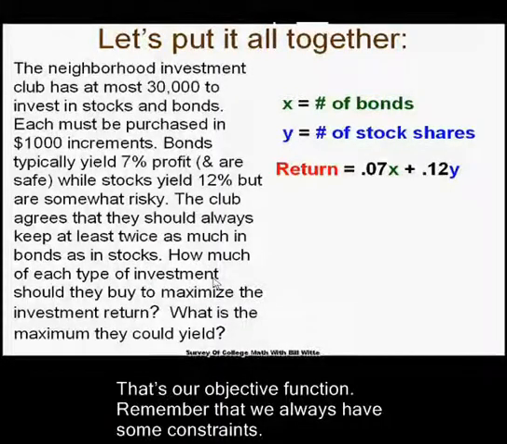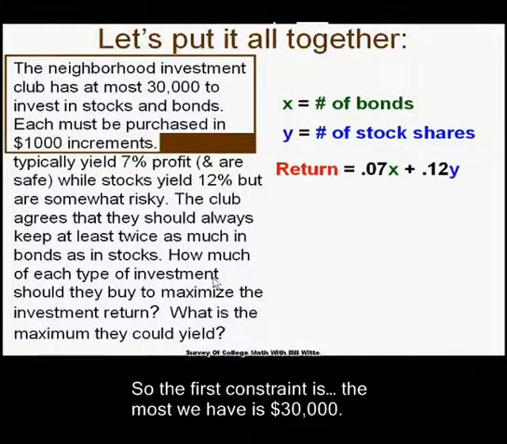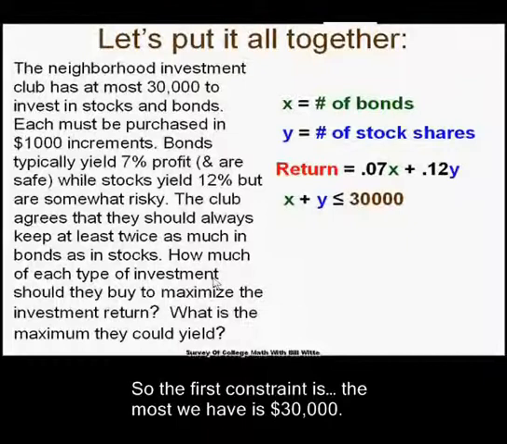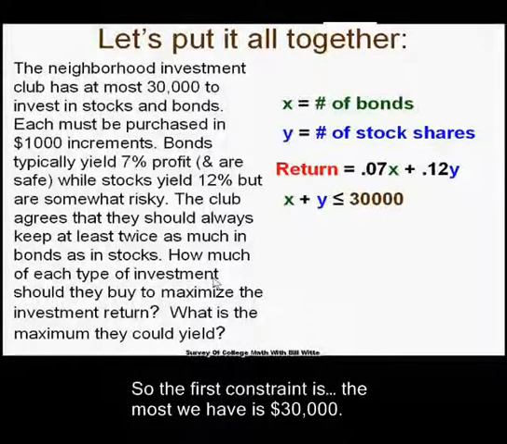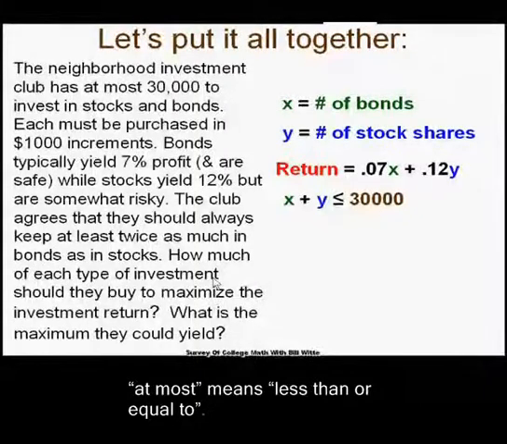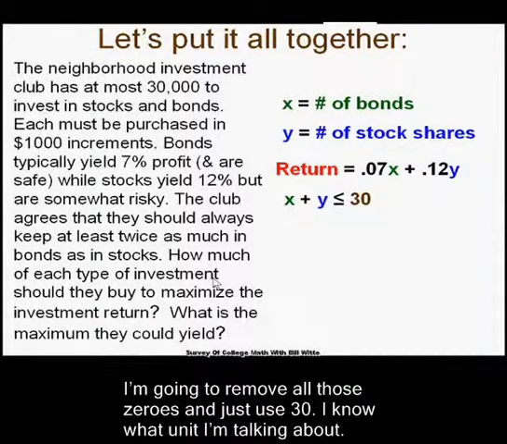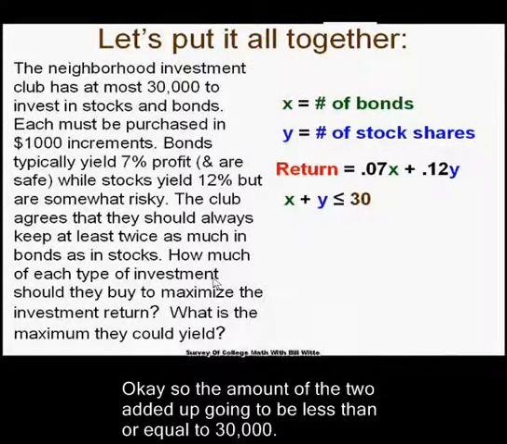Remember that we always have some constraints. So the first constraint is the most we have is $30,000. Okay? So x plus y has to be less than or equal to, remember it says at most $30,000. And since I'm working in $1,000 increments, I don't want all those zeros. I know I'm going to be working in thousands. So I'm just going to use 30. I'll know what unit I'm talking about. So the amount of the two added up has got to be less than or equal to 30,000.